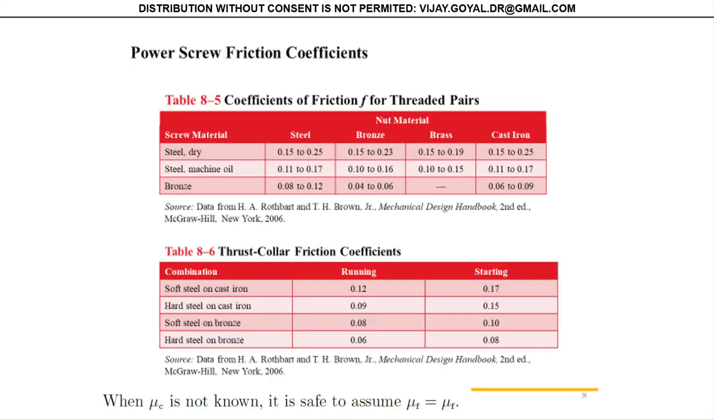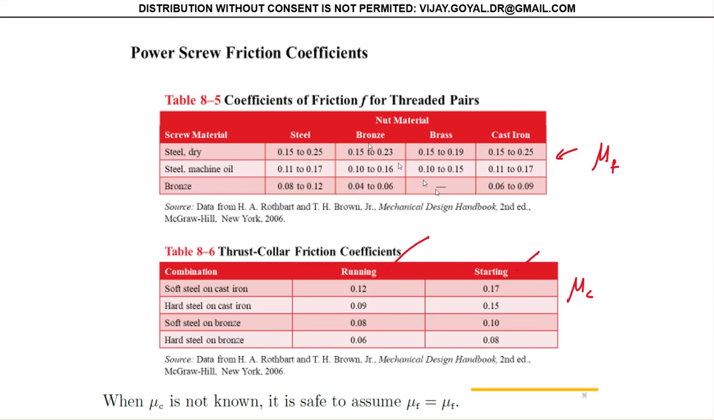If you go to tables 8.5 and 8.6 of your textbook, you will see that you have different types of friction. This is the friction for your thread. This is for the collar thrust friction, mu c. And you can see you're going to have different values. You're going to have a value when you're running and a value when you're starting.